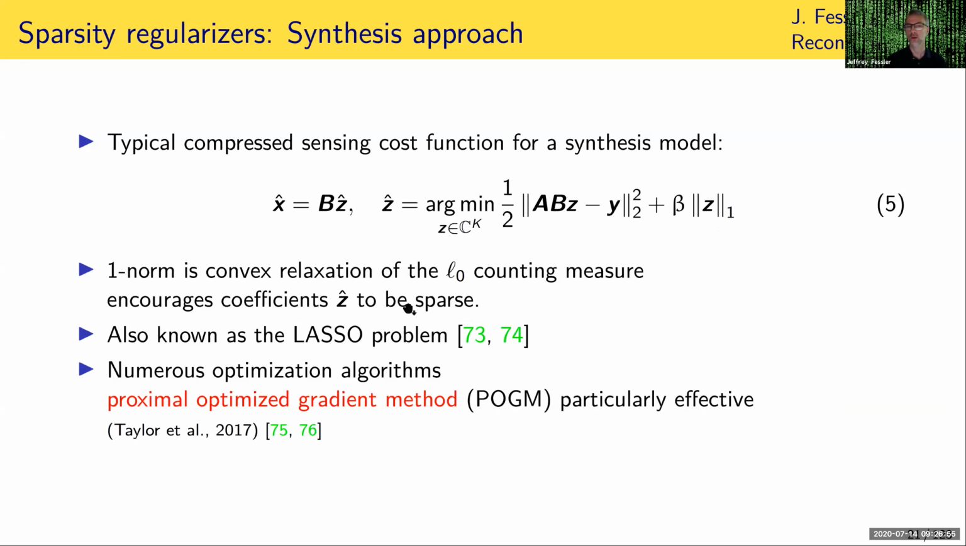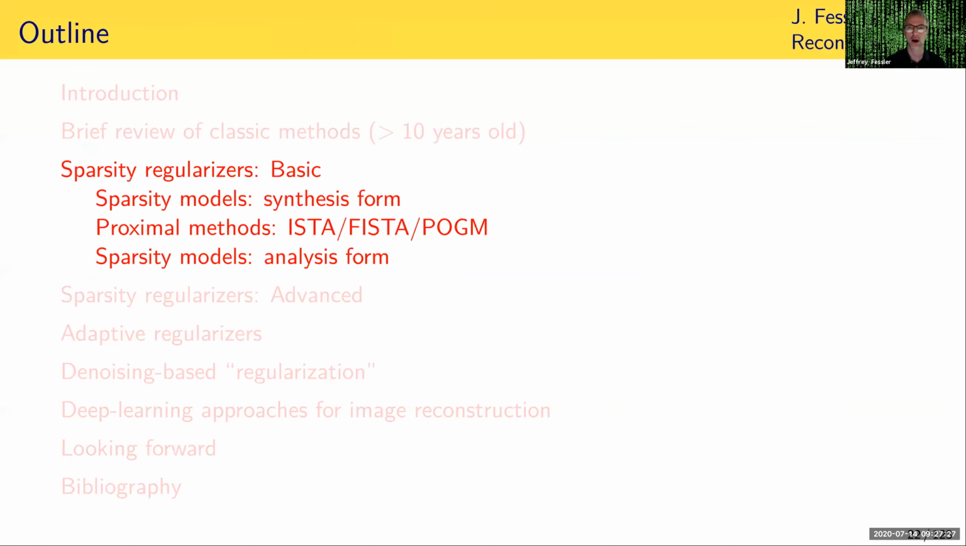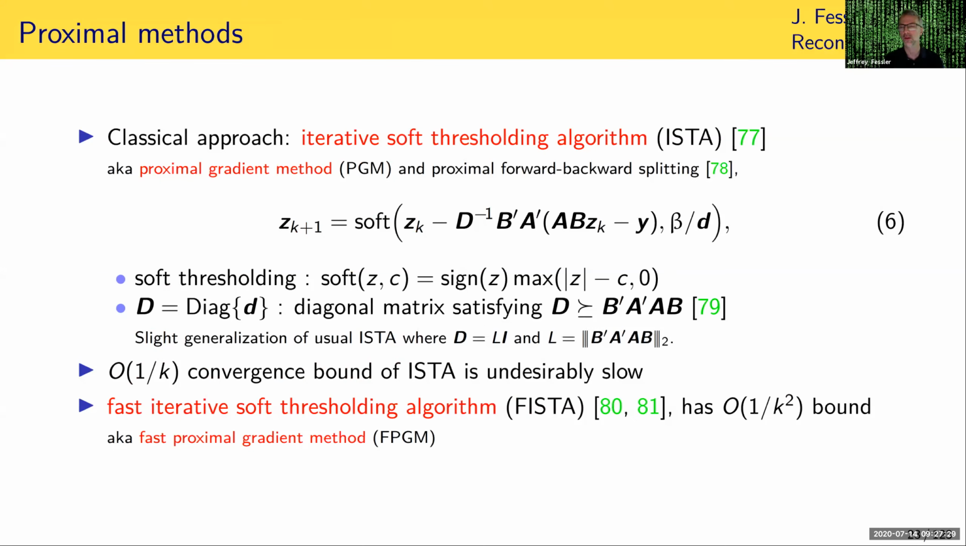It's convex because we use the one norm instead of a zero norm to count the number of non-zero coefficients. And this is a famous problem in statistics called the Lasso problem, and there are lots and lots of optimization algorithms for it. If you've worked on a problem like this, you've probably used ISTA, the iterative soft thresholding algorithm, or you might have used FISTA, the fast iterative soft thresholding algorithm. I'd like to encourage you to look at an algorithm called the proximal optimized gradient method. That is an improvement on FISTA, and I'm going to show results on that in just a minute. So let's first review those classical ones.